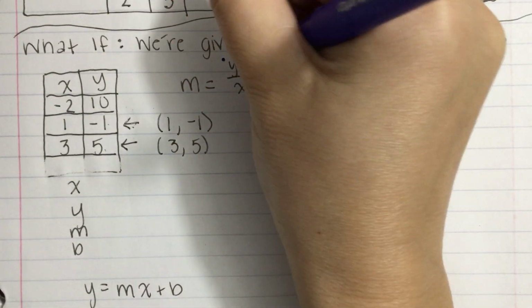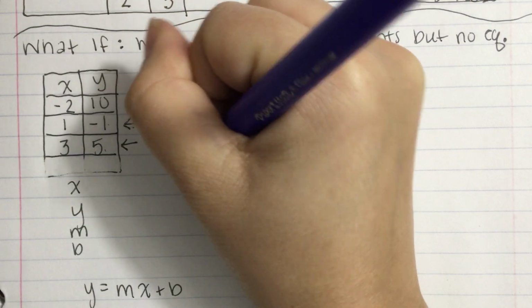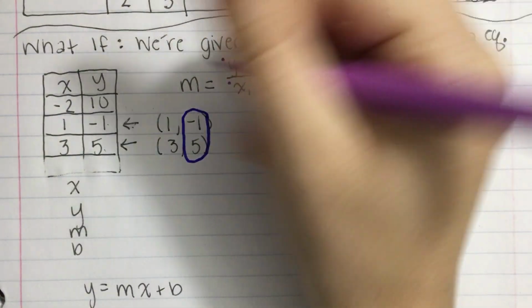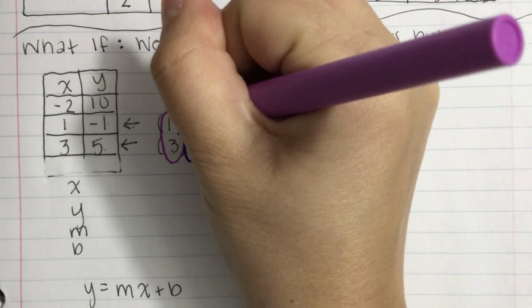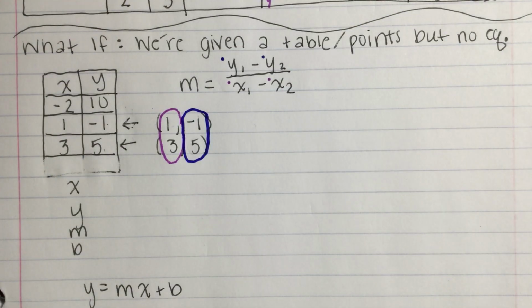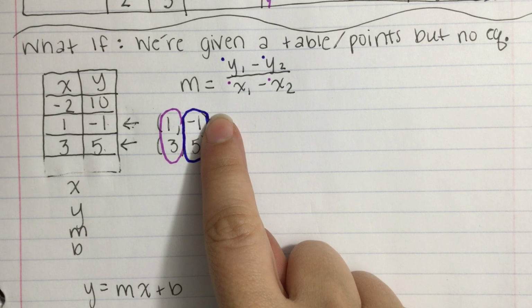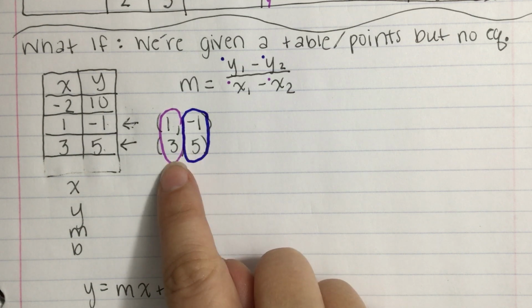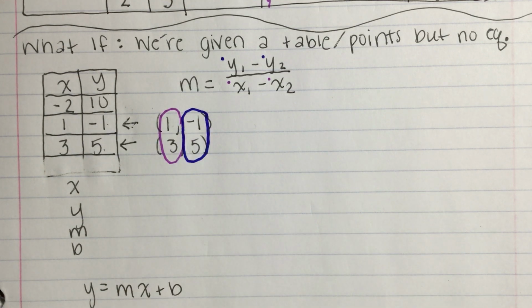Those are my y values, which would be these values. And then it says x1 and x2. These are my x values. It does not matter which order you put them in. You can put the 5 first or the -1 first, as long as the points are still above and below each other, like 5 should be above 3 and -1 should be above 1.